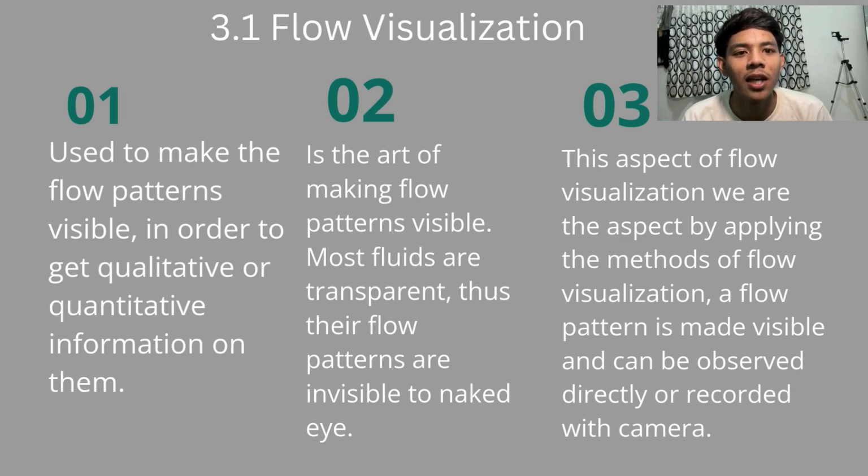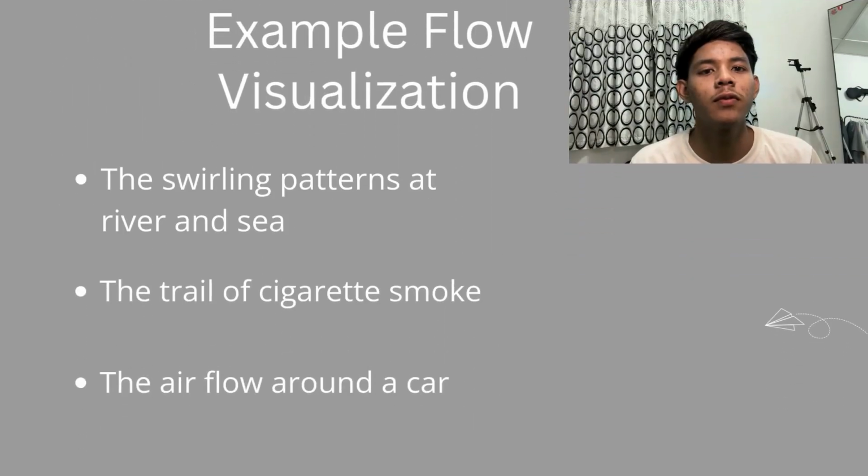The third one is the aspect of flow visualization. By applying the method of flow visualization, a flow pattern is made visible and can be observed directly. Examples of flow visualization: first one is the swirling pattern like in the engine. Second one is the trail of cigarette smoke and airflow around the car.